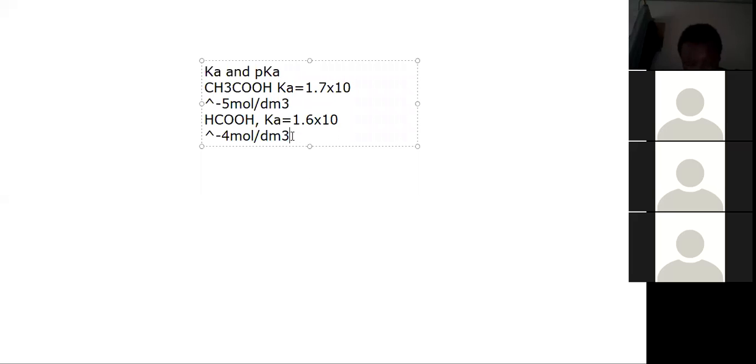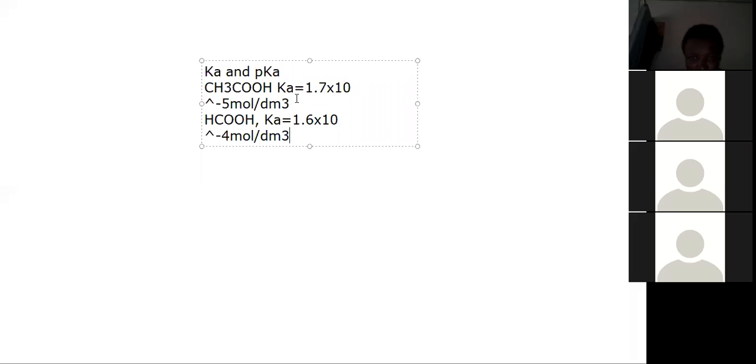So you know that the Ka value of the methanoic acid, which is HCOOH, is greater than the Ka value of the ethanoic acid. Therefore, because the Ka of methanoic acid is greater than that of ethanoic acid, CH3COOH is a weaker, less dissociated acid than methanoic acid. Are you getting it? Yes. Who else?